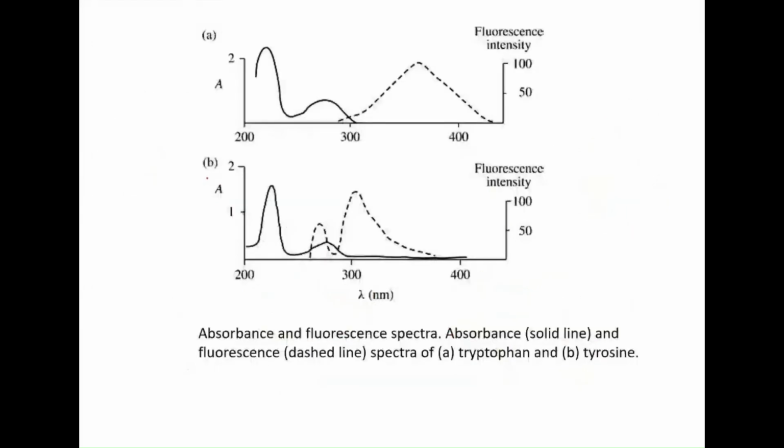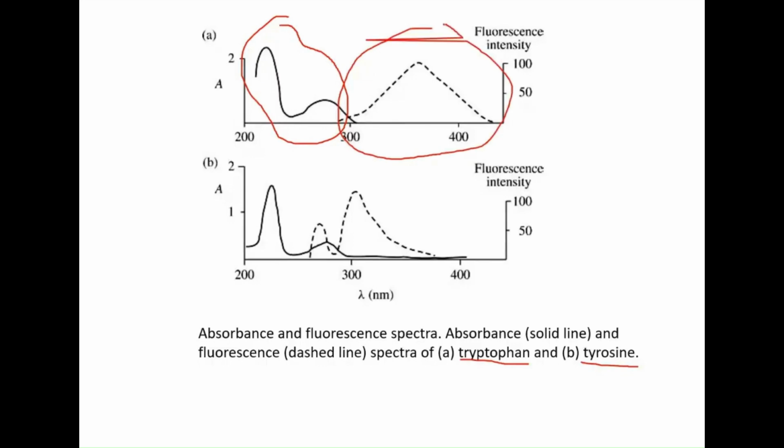As you can see here, we already discussed the absorption spectrum of tryptophan and tyrosine. Both are aromatic amino acids. The solid line represents the absorption spectrum of tryptophan. The stippled line represents the fluorescence spectrum of tryptophan. Similarly, in panel B, the solid line represents the absorption spectrum of tyrosine, and the stippled line represents its emission spectrum, that is, the fluorescence emission of tyrosine.